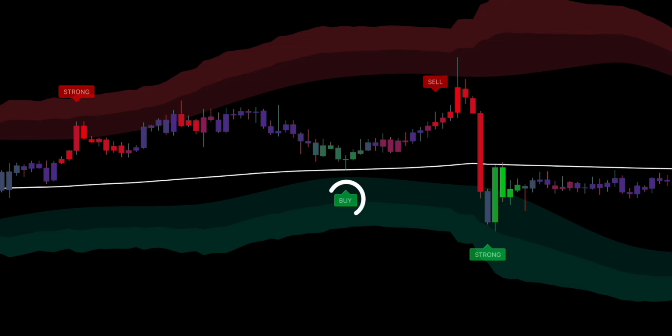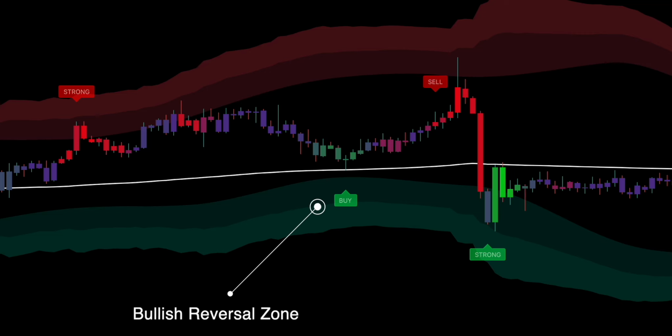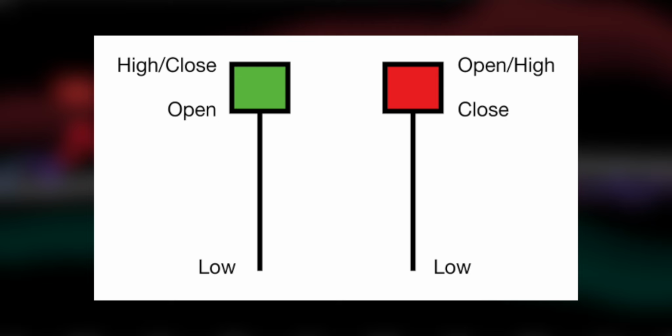First, a buy or strong buy label must be printed on the chart. Second, the closing price of the candlestick must be greater than the EMA. Third, the candlestick on which a signal was issued must touch or get very close to the reversal green zone. Lastly, the lower wick of the bar must be longer than the body of the candle. Here's an example of the candlestick we're looking for.